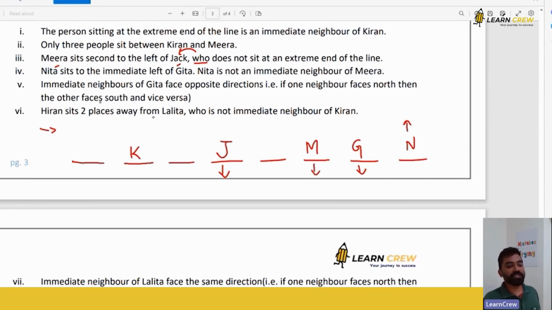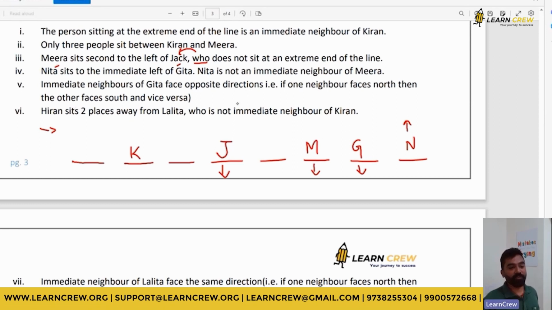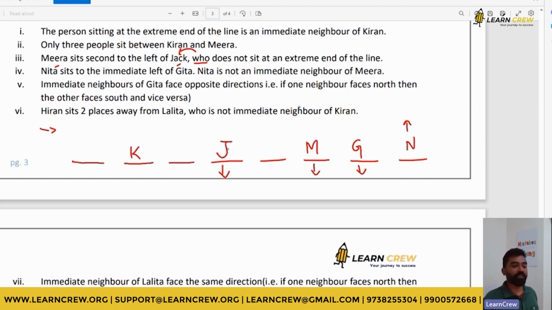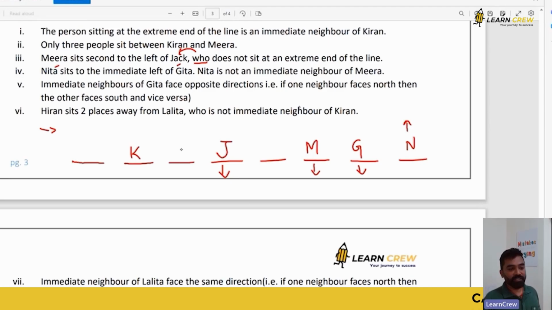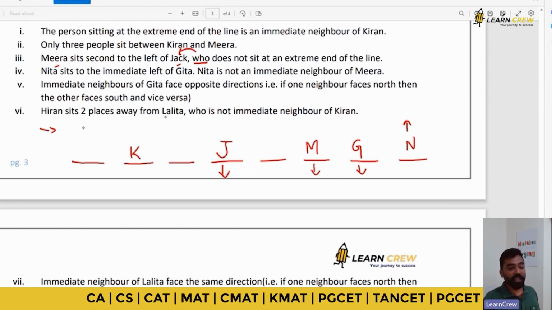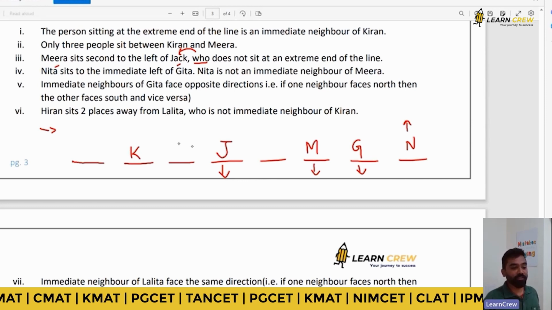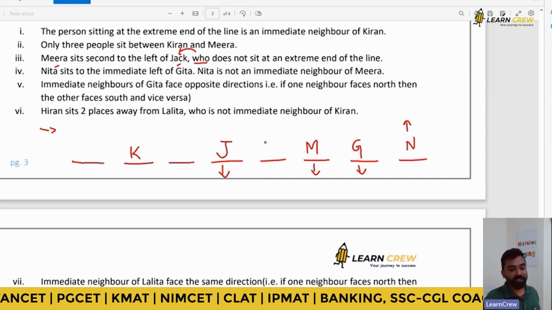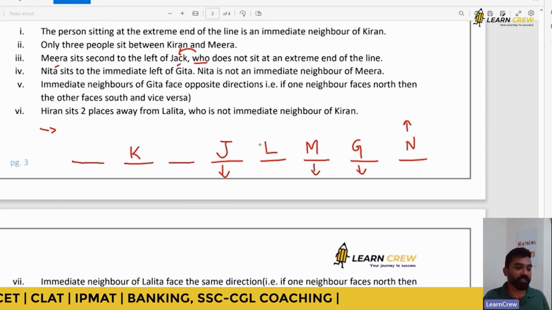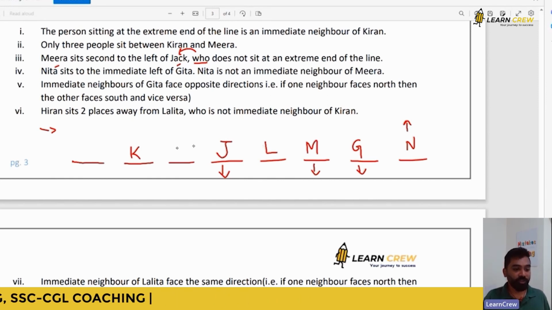Kiran sits 2 places away from Lalita, who is not an immediate neighbor of Kiran. So Kiran cannot sit here. Lalita is not the immediate neighbor of Kiran. So if Lalita cannot sit here, Lalita has to sit here, 2 places away from Kiran. So obviously Kiran's position has to be here. Fine, it is done.